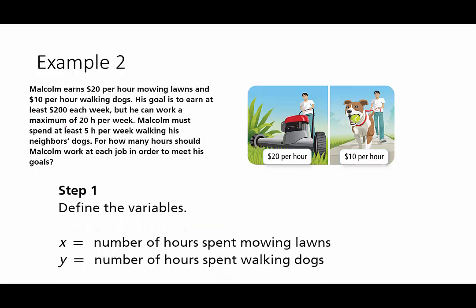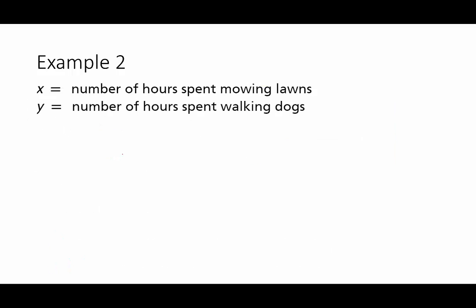So we're going to define our variables. So we have two different variables. The first one is our x value, which we're going to identify as mowing lawns, and then our y value, which is walking dogs. Because ultimately, it says how many hours should Malcolm work at each job? So that's the question that we're trying to answer. That's how we determine that the x and the y variable are the mowing the lawn and the walking dog, the two different jobs.